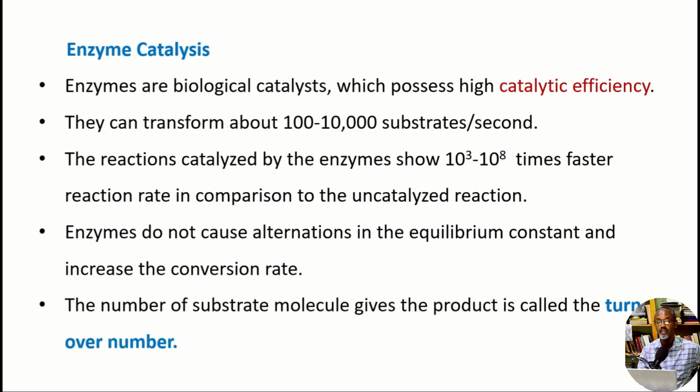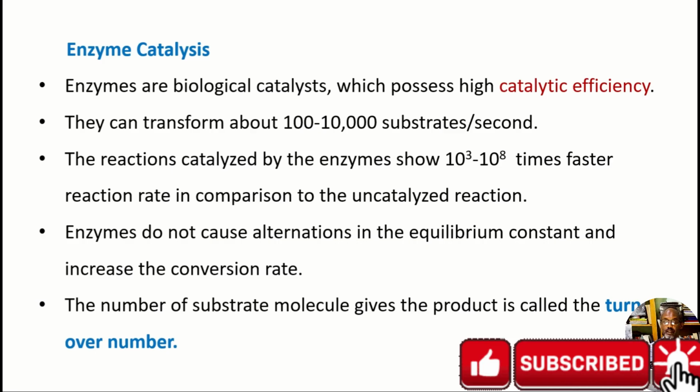The number of substrate molecules that gives the product is called the turnover number. Remember this. Catalytic efficiency of enzymes is measured in terms of turnover number. Sometimes they call it turnover rate. Turnover number can be defined as the number of substrate molecules changed into product by 1 mole of enzyme.